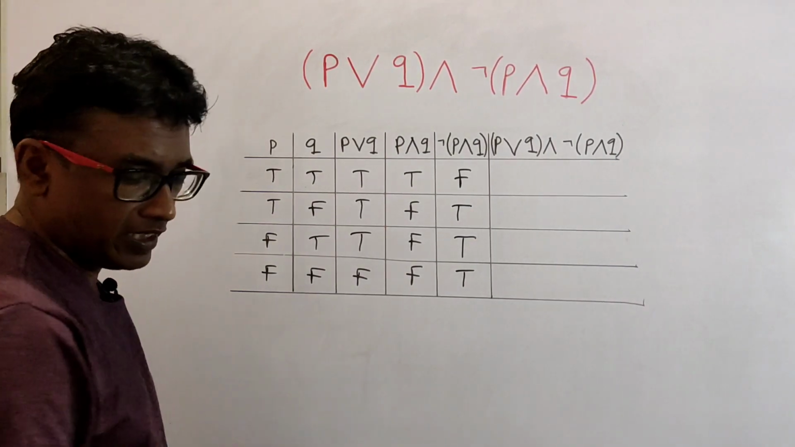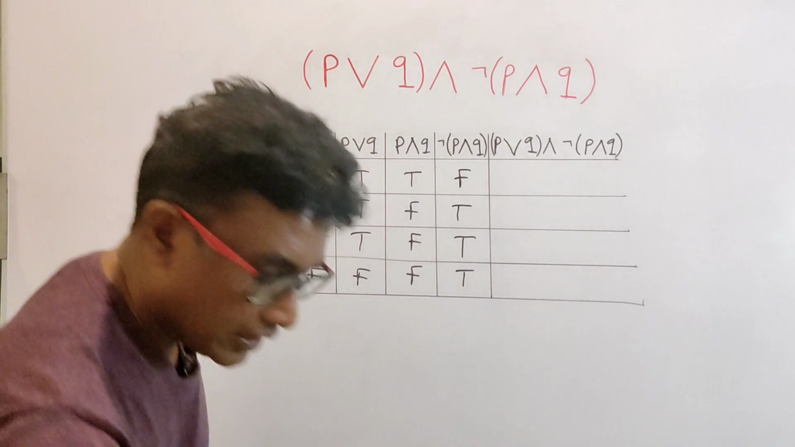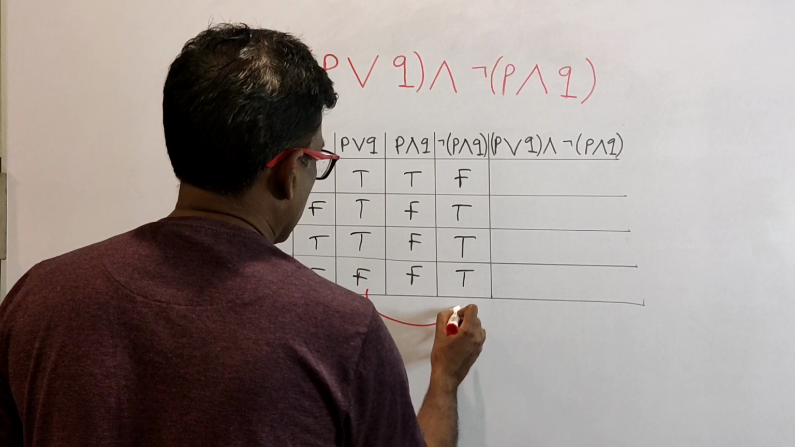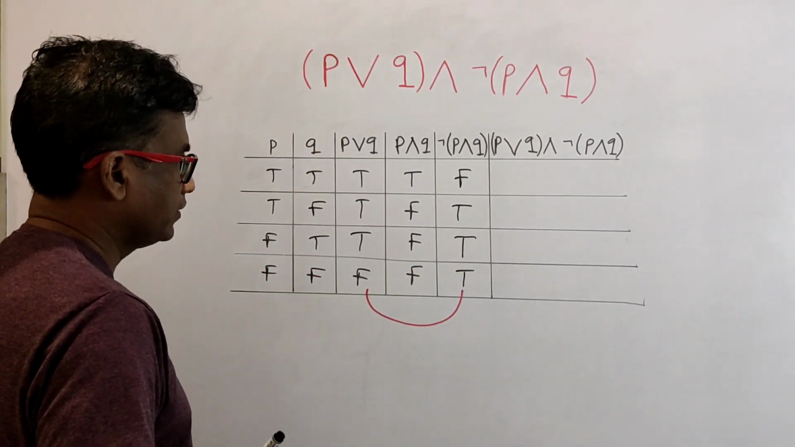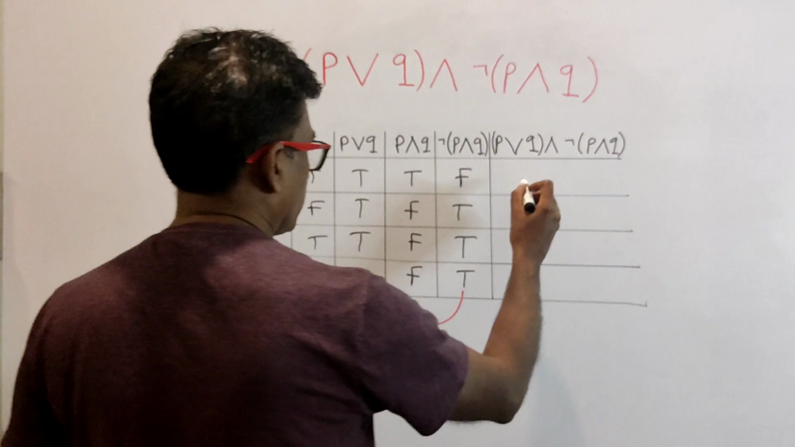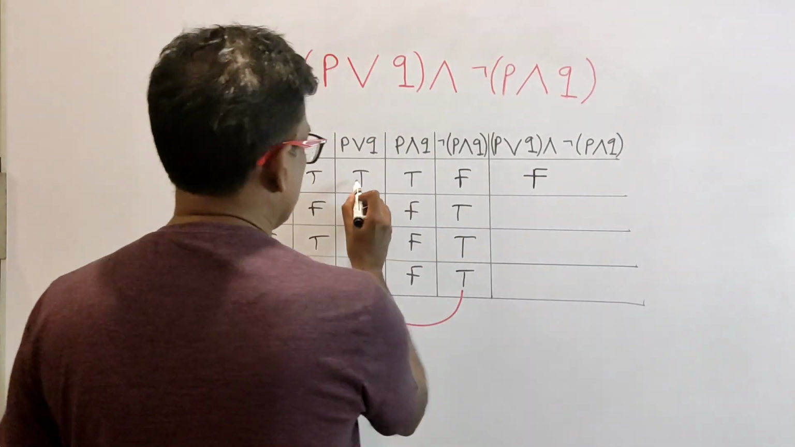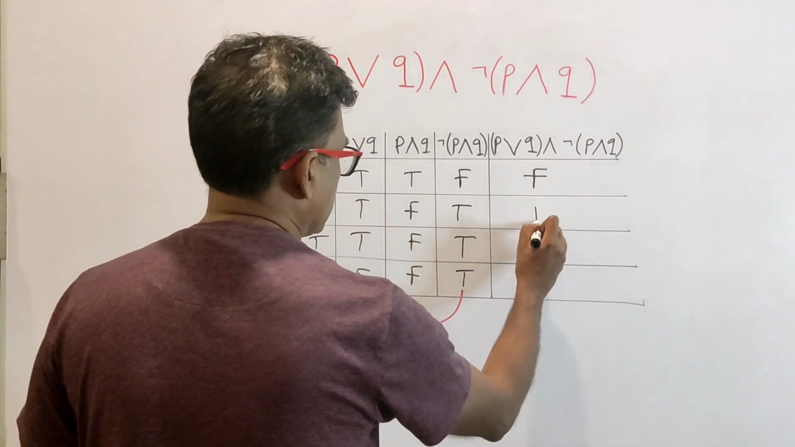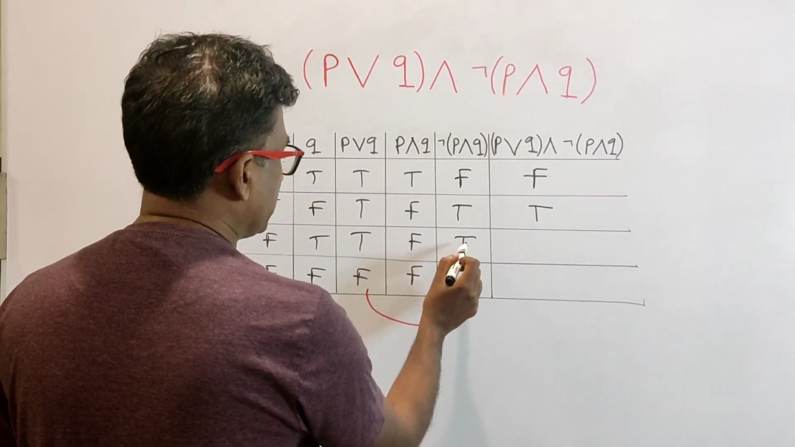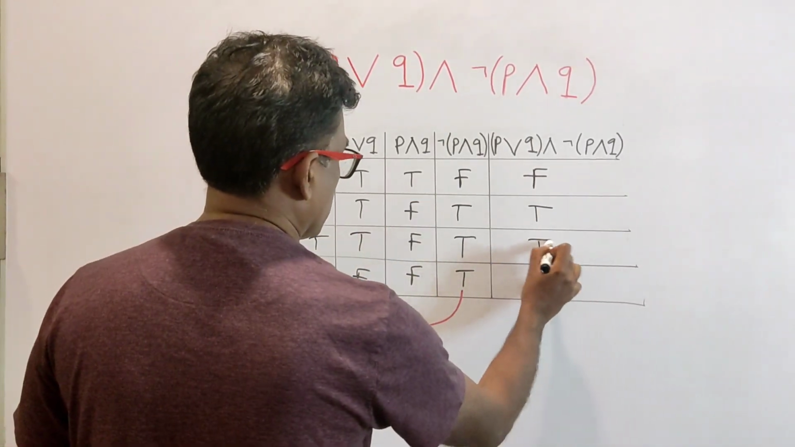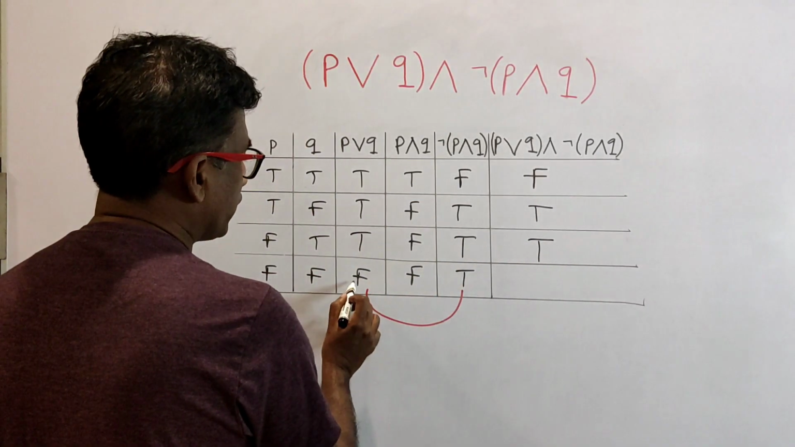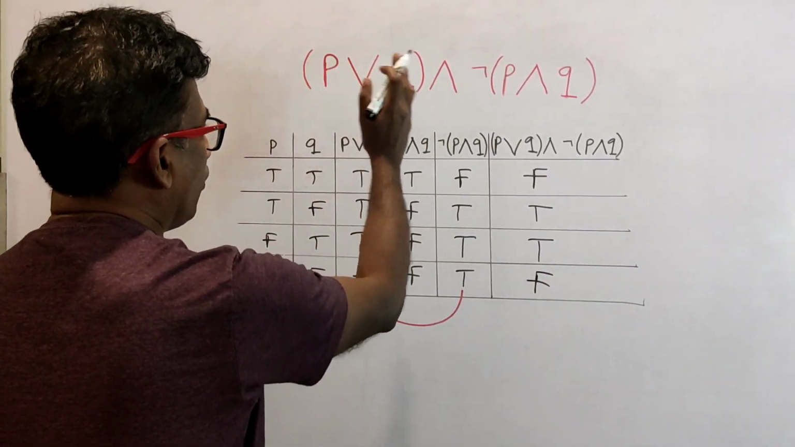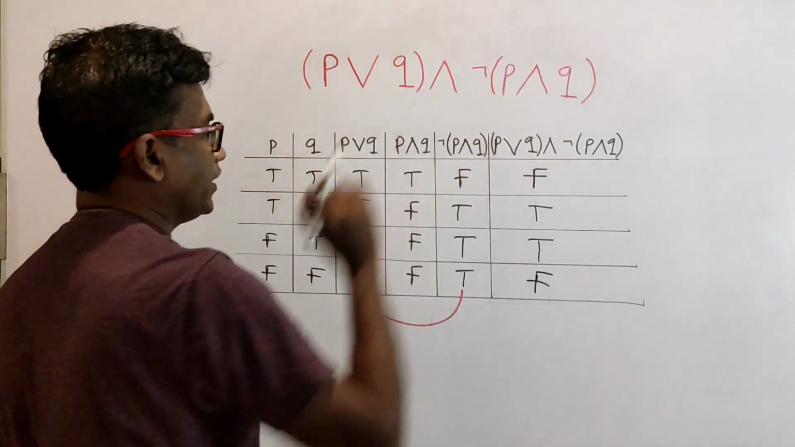Okay. Now finally we are going to consider the conjunction of this and this. Since it's a conjunction, this is going to be false. Why? This is true, this is false. Here it's going to be true. Why? This is true, this is true. Here also it's going to be true. This is true, this is true. Here it's going to be false. Why? P or Q is false. This is the truth table for P or Q and not P and Q.